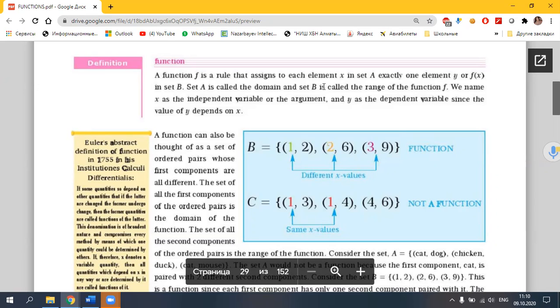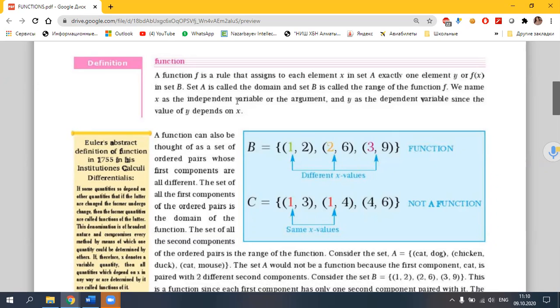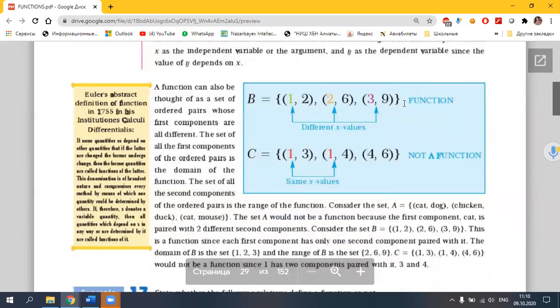Without x, you can't find y. So x is independent, and y depends on x. We name x as the independent variable, and y is the dependent variable, since the value of y depends on x.